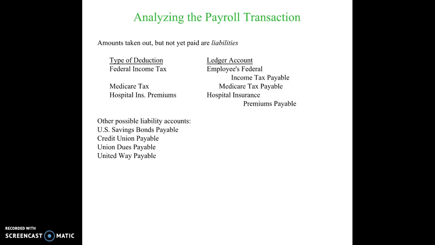Other possible liability accounts, depending upon your employer, could be U.S. savings bonds payable, credit union payable, union dues if you work within a union, and then United Way payable as a charity donation.